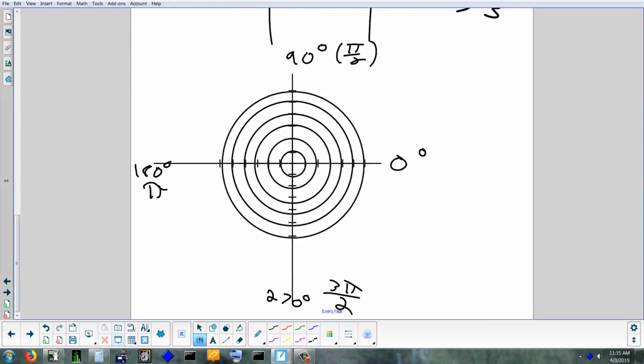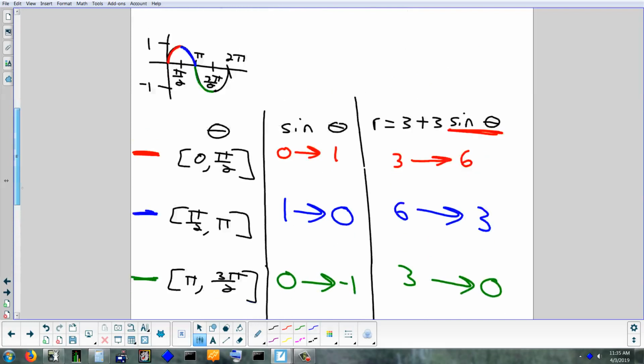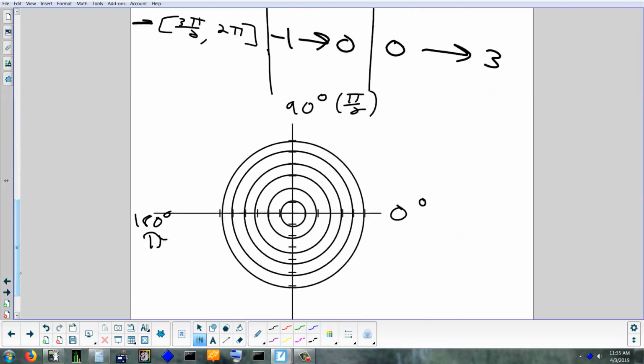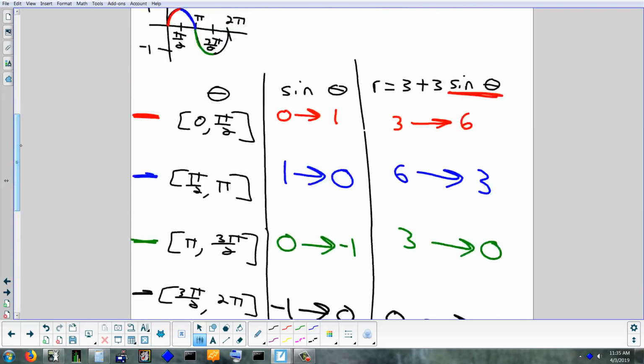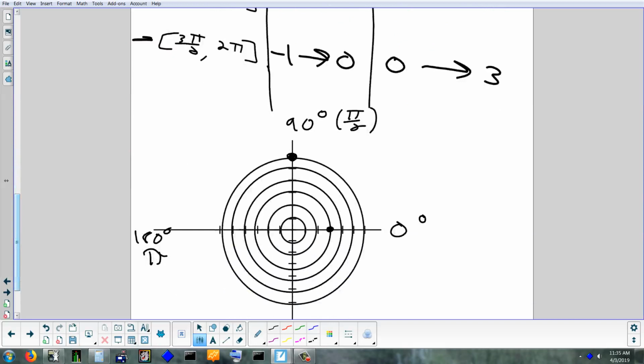Okay, so when we're at an angle of 0, my radius is 3. That's like graphing the point 3, 0. Radius is 3, angle 0. Now let's look at where it ends. When my radius is 6, that's the end of this section, I'm at pi over 2. So 6 is the radius, pi over 2 is the angle. So I'm up here.